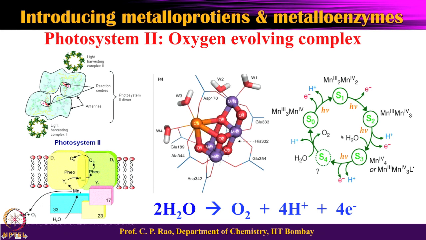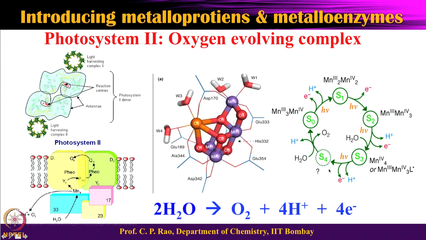Now, what is it that you require? 4 electrons and 4 protons. S0 is a dark state of the enzyme, where there are 3 manganese(III) and 1 manganese(IV). When the first pulse of light falls on it, light drives the reaction and drives out a proton and an electron, activating it to the S1 state. One manganese(III) goes to manganese(IV). Then one more electron is removed, one more manganese(III) to manganese(IV), like that. With one more proton and electron, the state comes to the system with 3 manganese(IV).